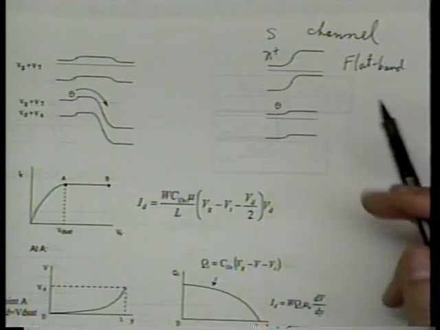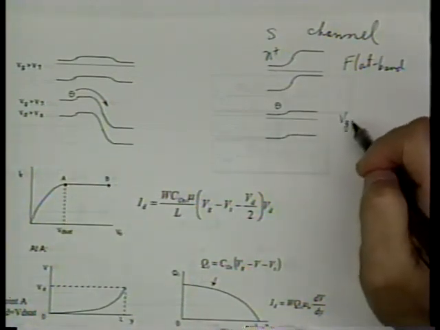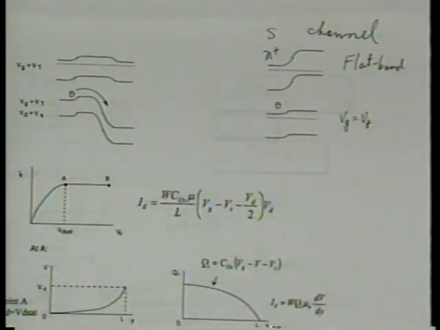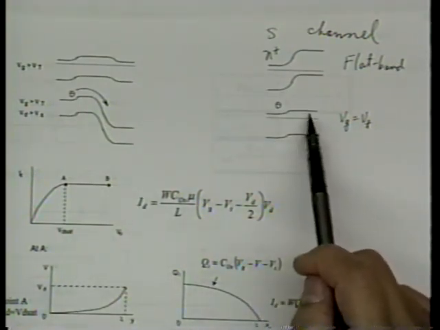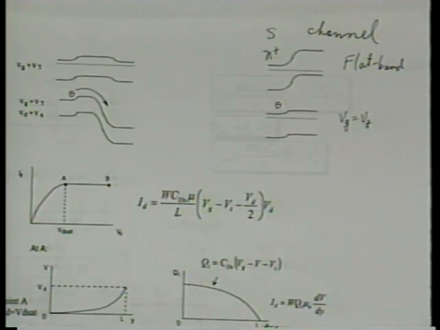Next, the bottom diagram is for the case when we apply Vg equal to Vt. You can tell that's the case because in this bottom case, EC is pretty close to the Fermi level now. It means we already have an inversion layer there. Is that right? Yeah? So that's the energy band diagram.